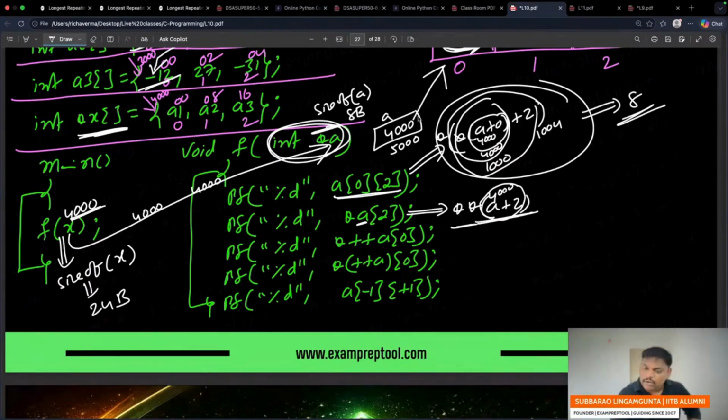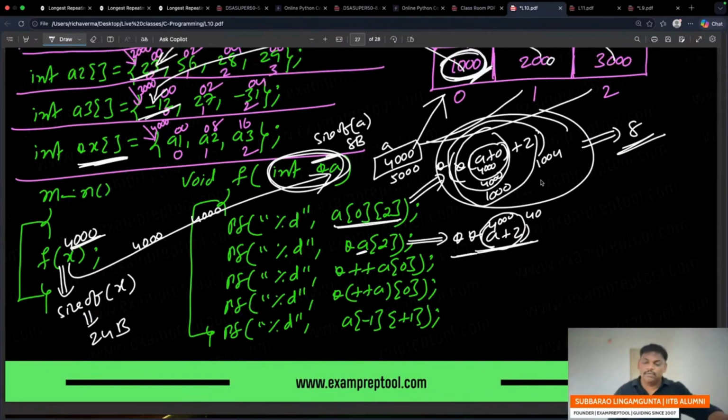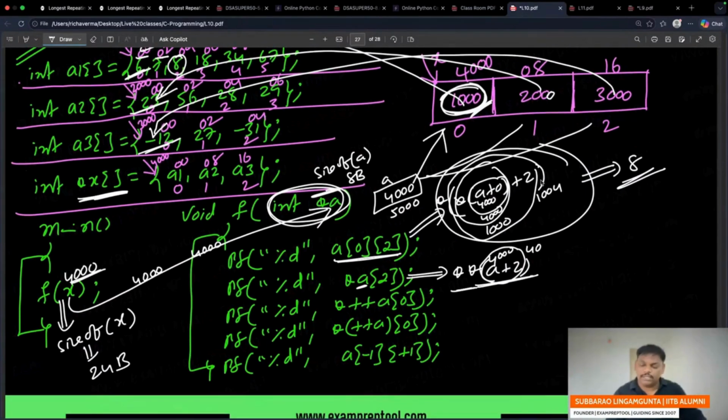So I think what is the answer? 2 people skip. It's going to be 4000 and right? How much? 2 people you skip, 4016. A is 4000 plus 2. Wherever he is pointing from there, skip 2 people. 4016. Star 4016. The value inside 4016 is 3000.